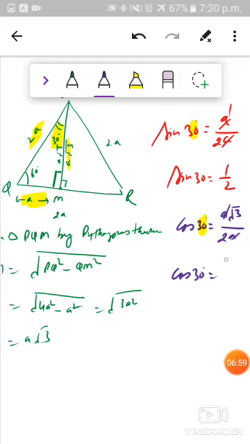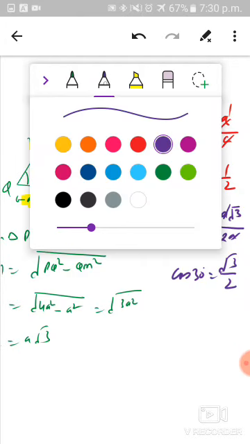So cos 30 is how much? Root 3 by 2. Okay. So like this we can find the values for all other trigonometric ratios. Okay, let us find for 60 degree.